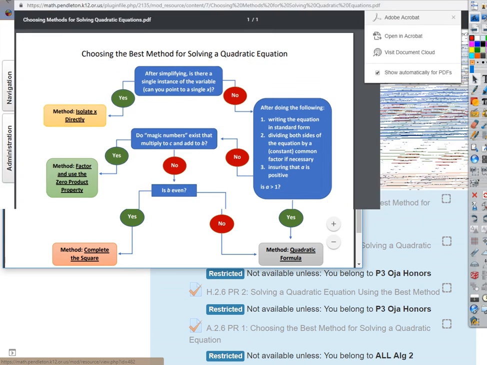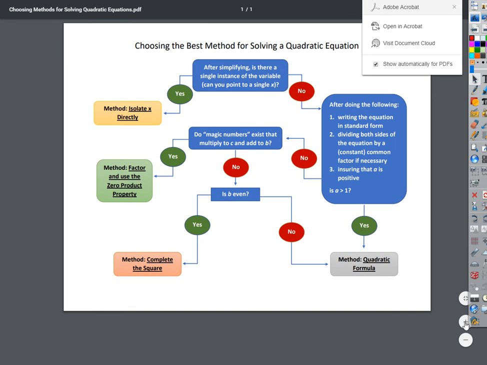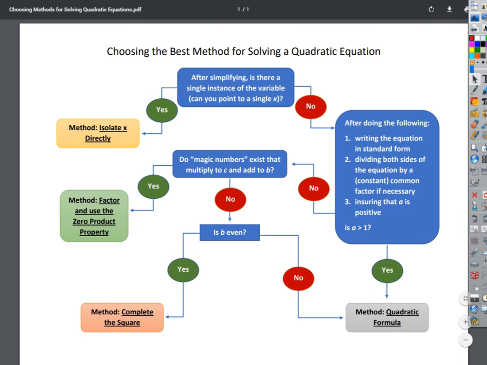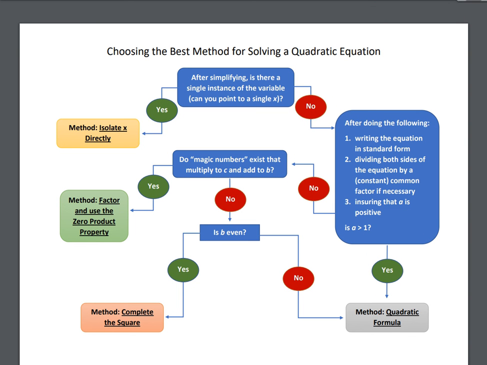Here's the reading. This flow chart. Everybody understand this? You guys know how to read a flow chart? Yeah. So what's it say? You start at the top. After simplifying, is there a single variable you can point to? If yes, you're done. Isolate x. That's your method. If not, then you ask yourself this. When I put the thing in standard form and I simplify that, I divide both sides by a number if I can. I make sure that a is positive. Is a greater than 1? If it is, if I'm stuck with an a that's bigger than 1, I just jump right to quadratic formula.